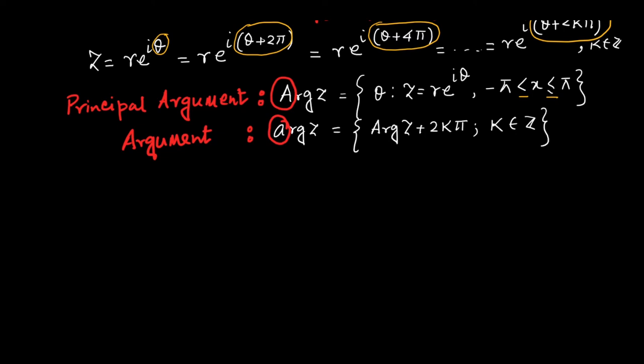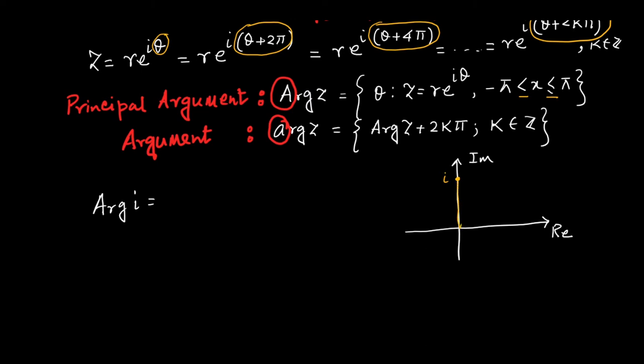Now let us see some examples. First one, let us try to find out what will be the argument of, say, i. We all know that if we plot, suppose this is my real axis, this is my imaginary axis. Can you tell me where i will lie? Yes, i will lie on this axis. Say this is i. So if this is i, then clearly theta is the angle of this particular r, and what is r here? r will be this particular length on the imaginary axis.